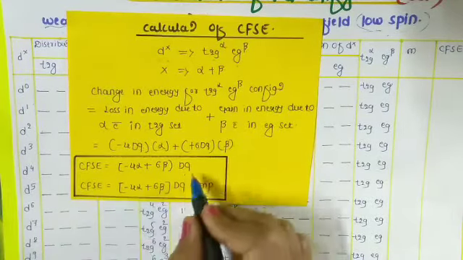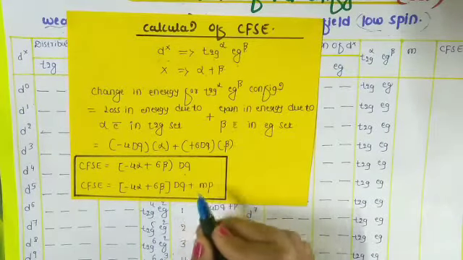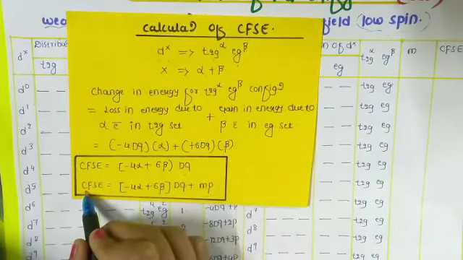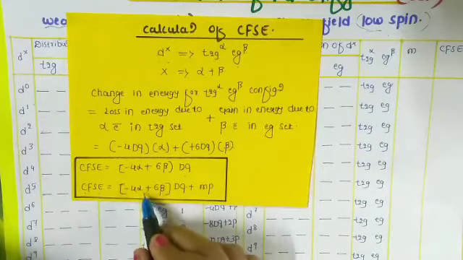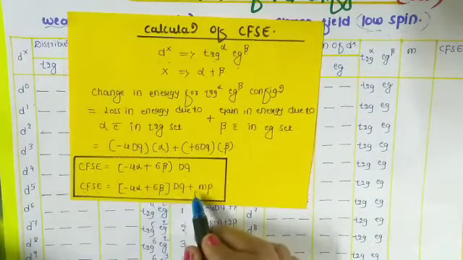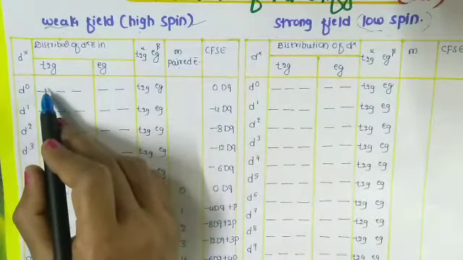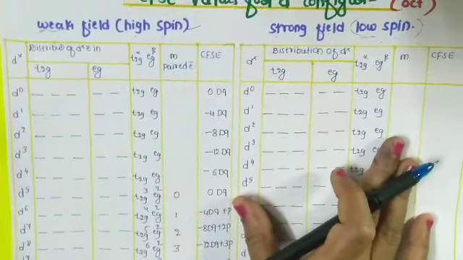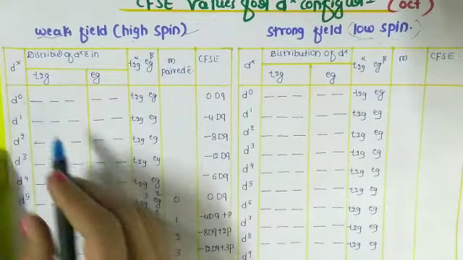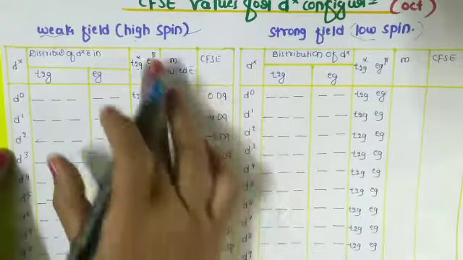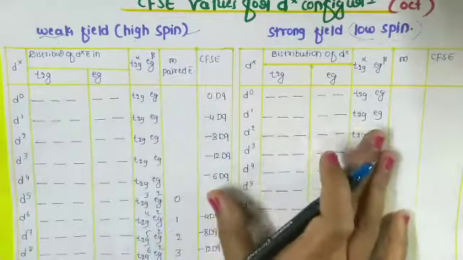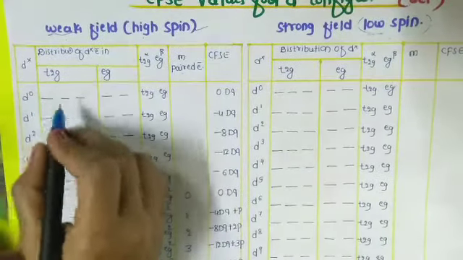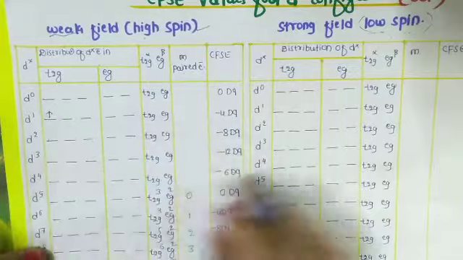Now, in terms of paired electrons, the formula is written like this: CFSE, crystal field stabilization energy, is equal to minus 4 alpha plus 6 beta into Dq plus m into p. Now we will calculate the crystal field stabilization energy in octahedral field. First I am taking d0, and we are studying high spin here. In case of high spin, d0 means there are no electrons, and then for d1, first write 1 electron.